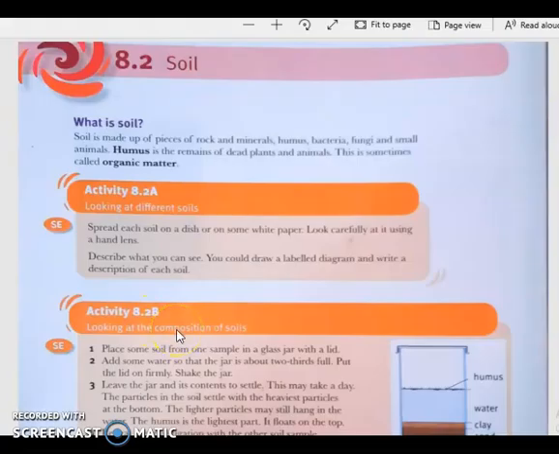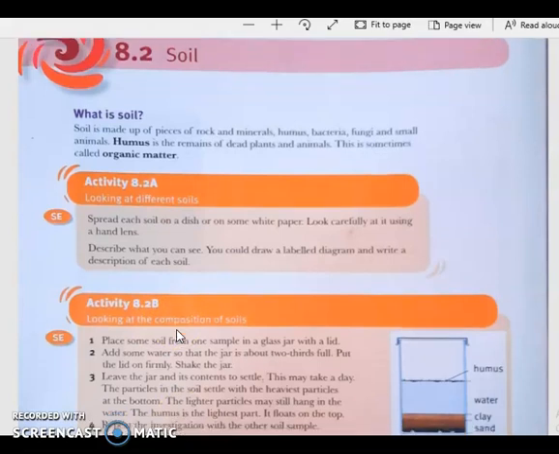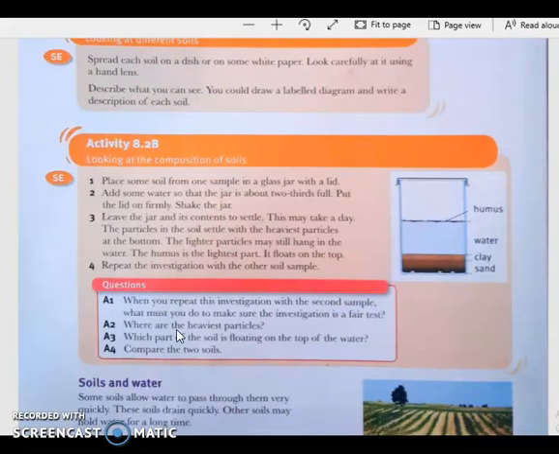So the next activity is based on looking at the composition of the soil. Here, place some soil from one sample in a glass jar with a lid.